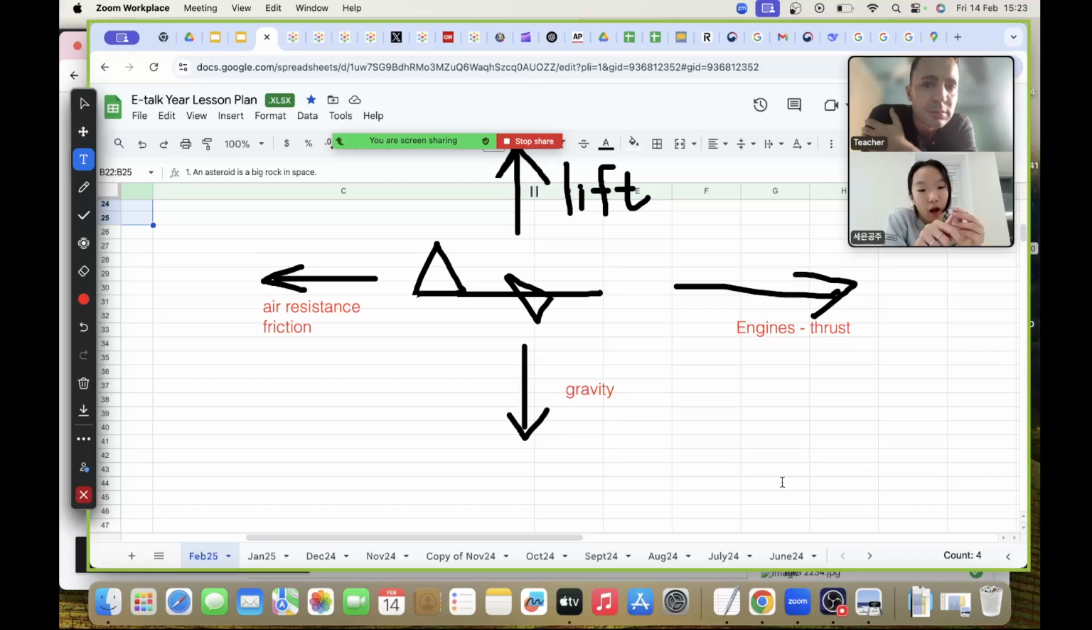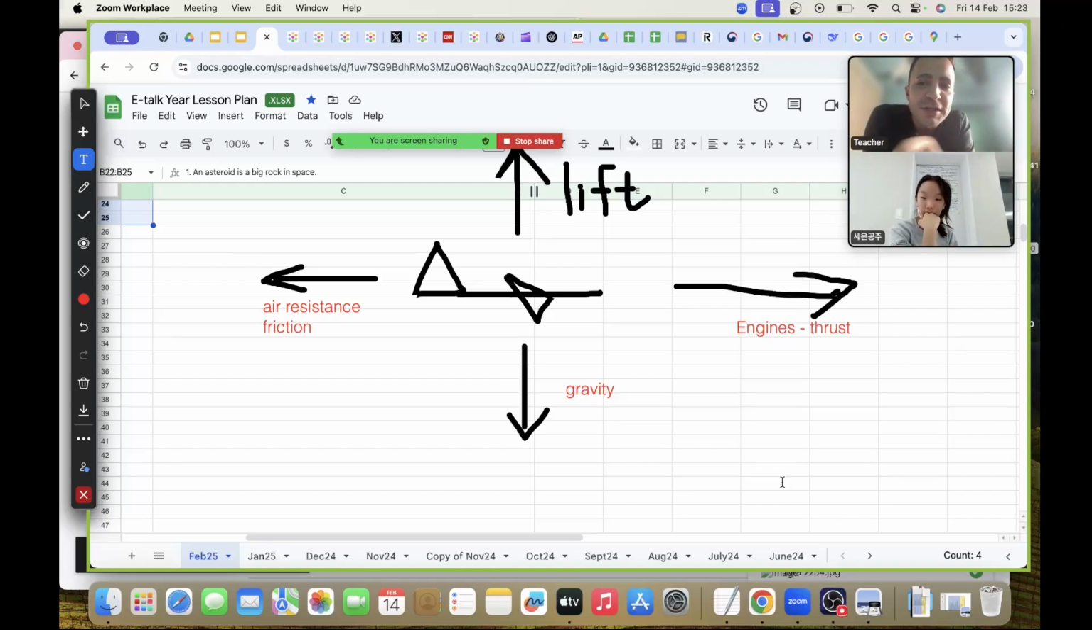Lift and gravity is equal? Yes, lift and gravity is equal. What happens if the gravity is greater than the lift? It'll fall. It will start to go down, right? The aeroplane needs to go down when it's landing, and so they reduce the lift and gravity will increase.